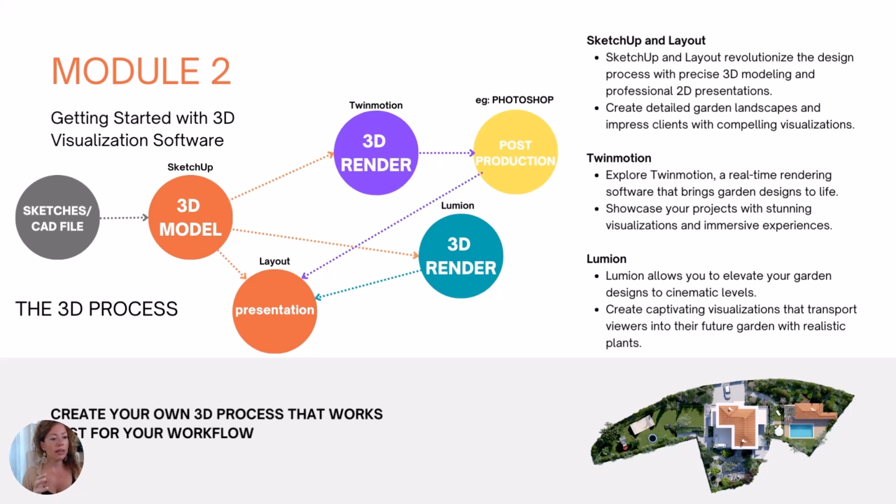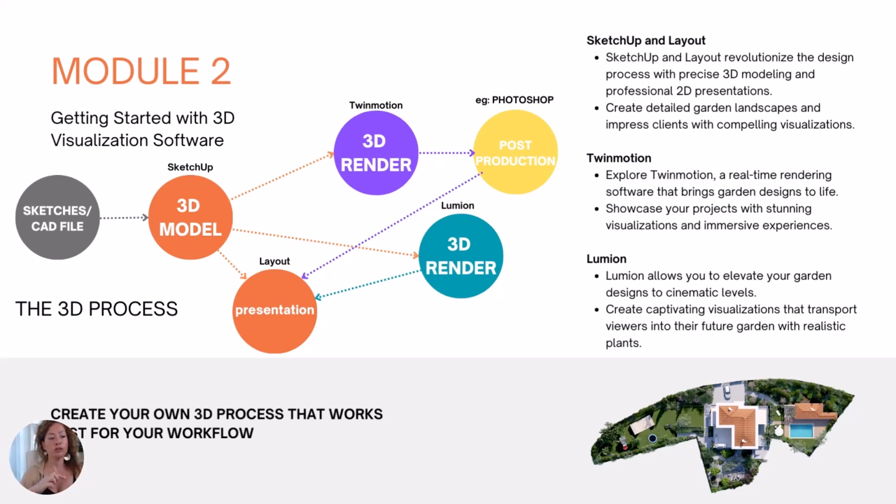So if you choose, for example, a bundle of SketchUp and Twinmotion, you do your model in SketchUp, and you go into Twinmotion to do your 3D rendering. Twinmotion, as it is now, still needs some post-production work. So you're going to need an extra post-production software like Photoshop, for example. Then you can go back and do your layout presentation, okay? So you have this pathway.